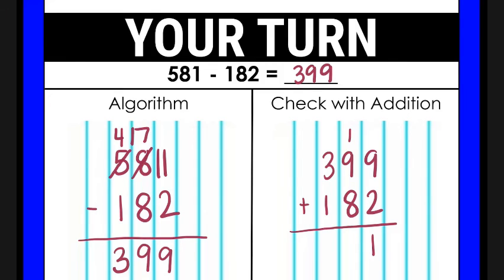I know 1 plus 9 is 10. So 10 plus 8 equals 18. Regroup my 1 again. Now I have 1 plus 3 plus 1, which equals 5. So our answer was 581. Was that my minuend? Was that my whole? 581. It was, so we got it correct.